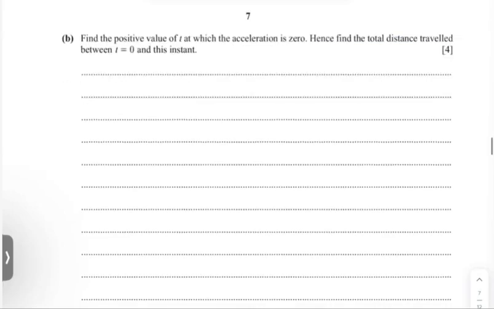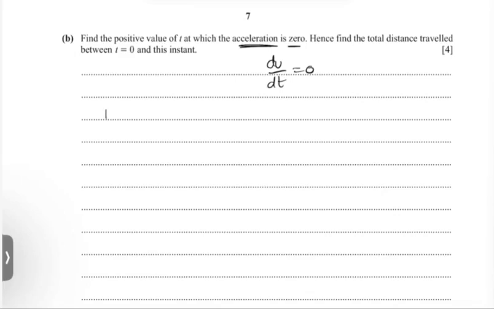Okay, question number 2. Find the positive value of t at which the acceleration is 0. So that means it's a turning point on our velocity time graph, so we've got to differentiate the velocity time graph. And hence find the total distance traveled between t equal to 0 and this instant.